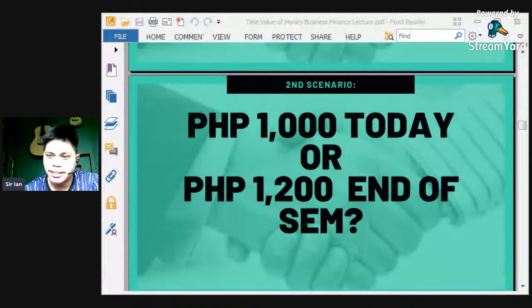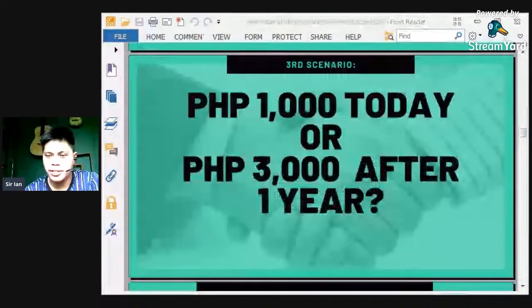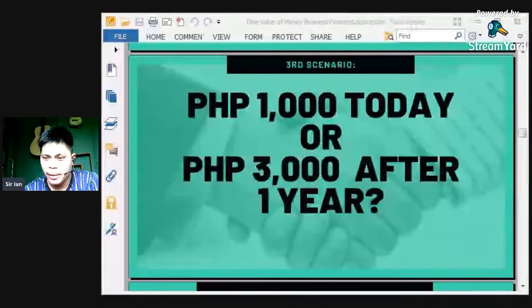For the third scenario, kunwari, your options are, kung kukunin mo ang giveaway ko ngayon, 1,000 pesos lang ang ibibigay ko sa'yo. Pero kung kukunin mo after 1 year, 3,000 pesos ang ibibigay ko sa'yo. In this situation, for sure, karamihan sa inyo, you will choose the option na willing kayong maghintay ng isang taon para 3,000 ang makuha, which is a higher value compared sa 1K, di ba? Nagawa kong intayin ilang taon, isang taon pa kaya para sa 3K, di ba?